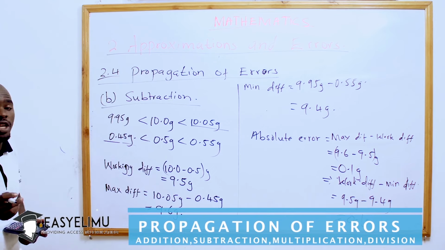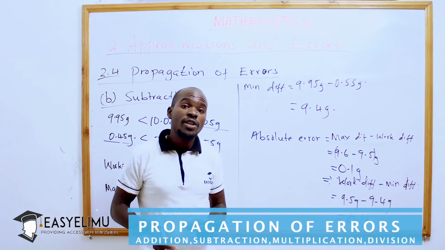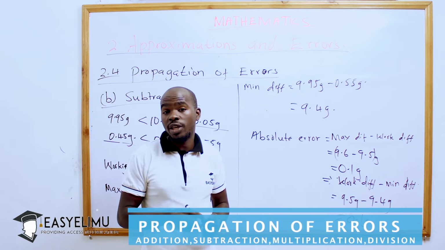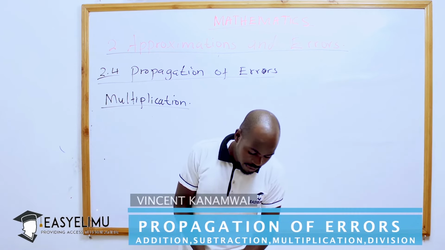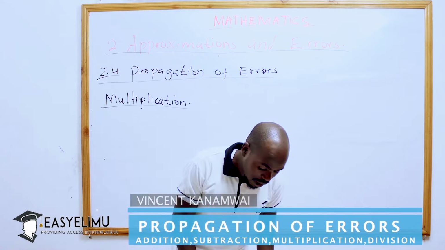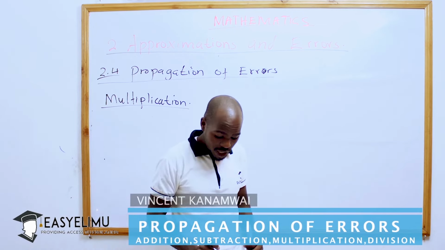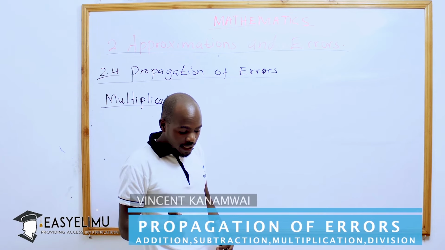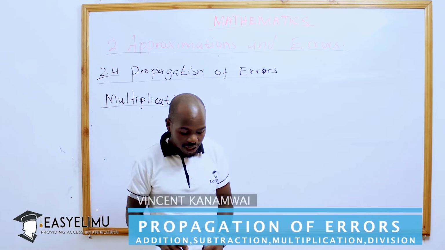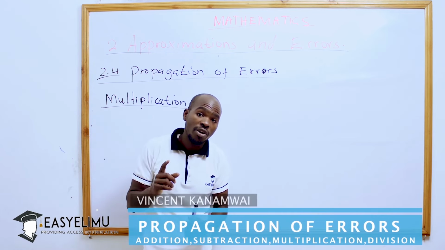So we shall look in our next session how to find the absolute value using the propagation of errors, and how to find absolute values in multiplication and division. Now we are having multiplication here, and we have been told a rectangular pond measures 5.3 meters and 2.5 meters. So find the absolute error in the area of the pond, and also the relative error in the area of the pond. So what we are going to do here is only one thing.